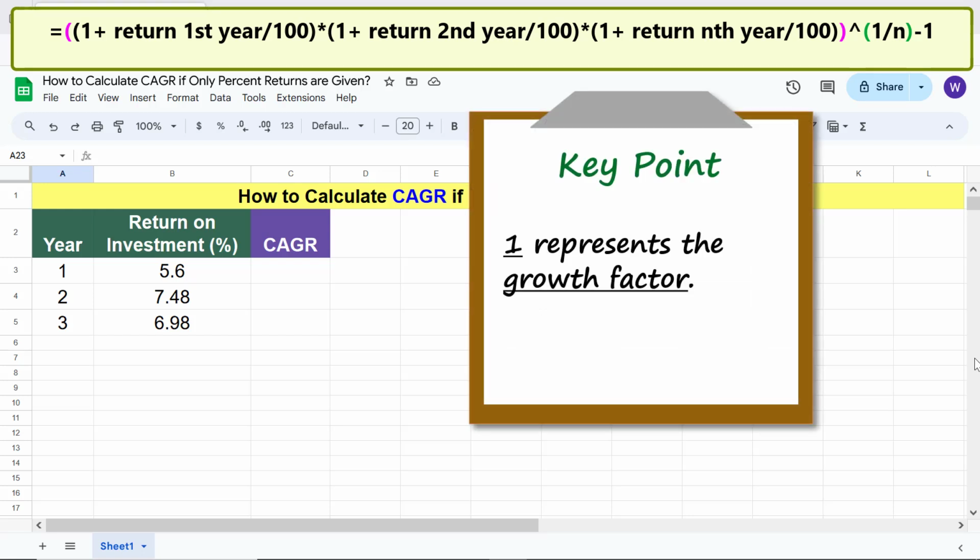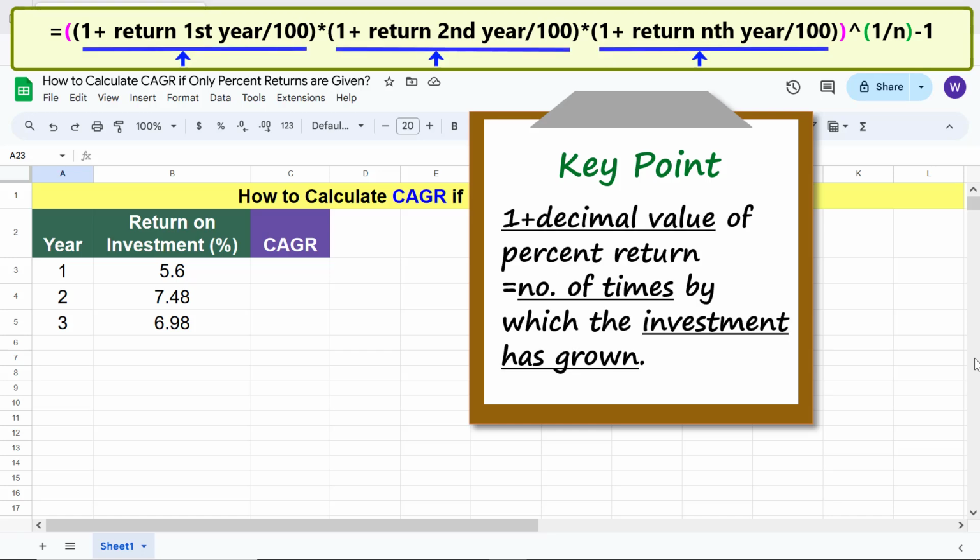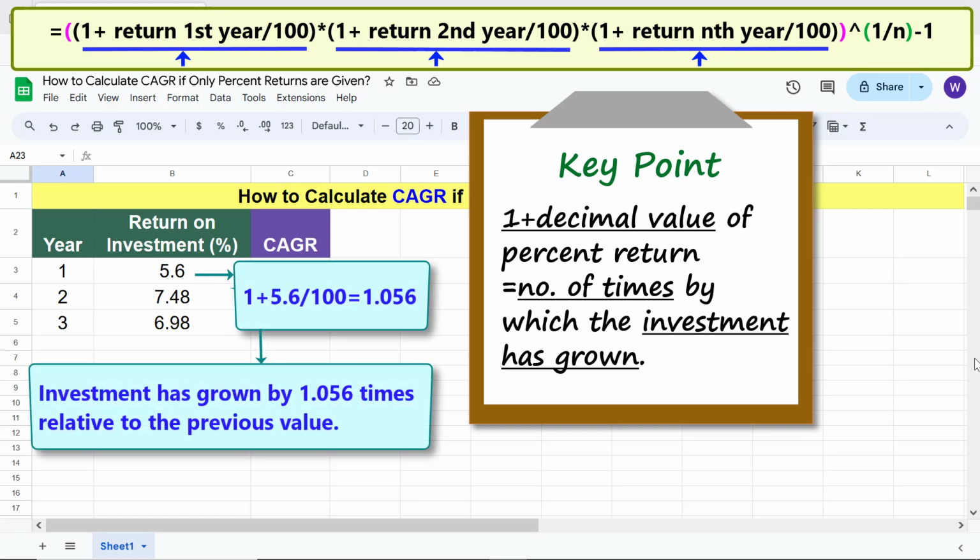Key point. 1 represents the growth factor. 1 plus decimal value of % return gives the number of times by which the investment has grown. For example, 1 plus 5.6 divided by 100 means the investment has grown by 1.056 times relative to the previous value.